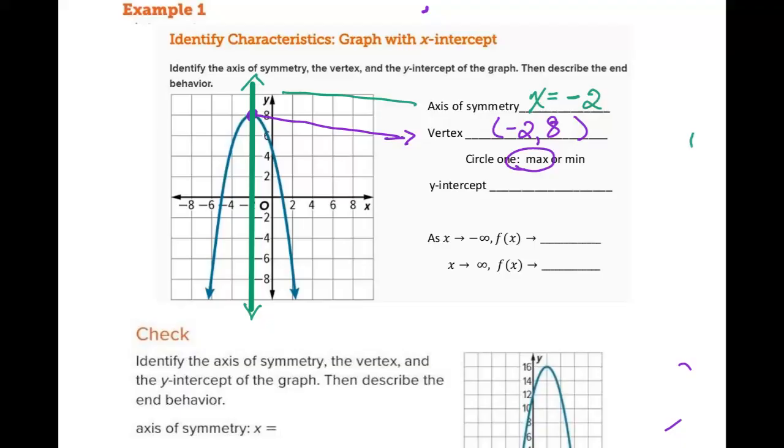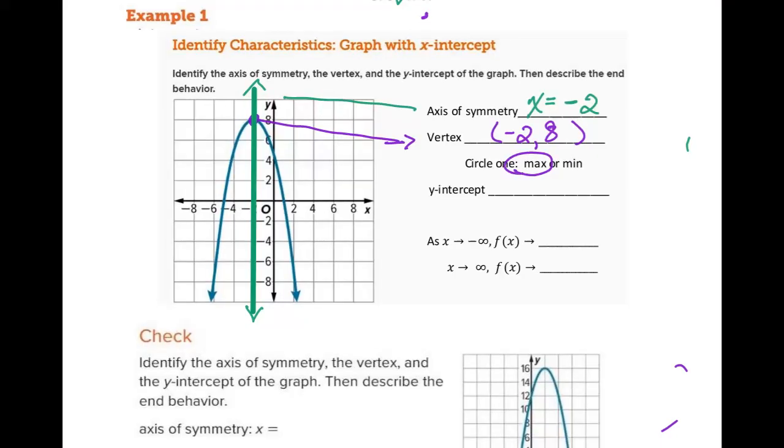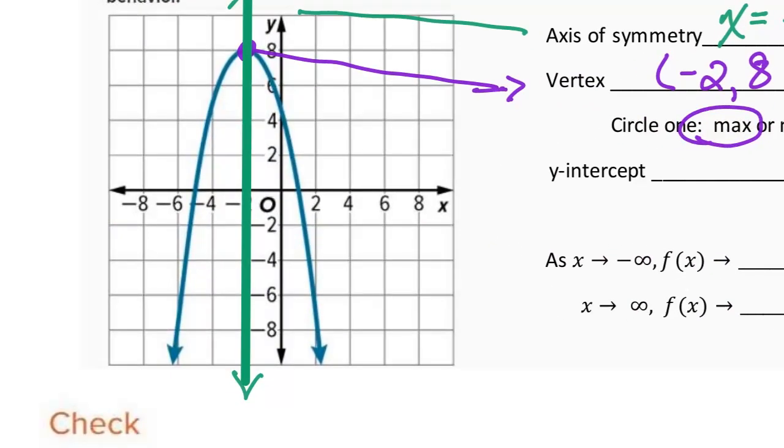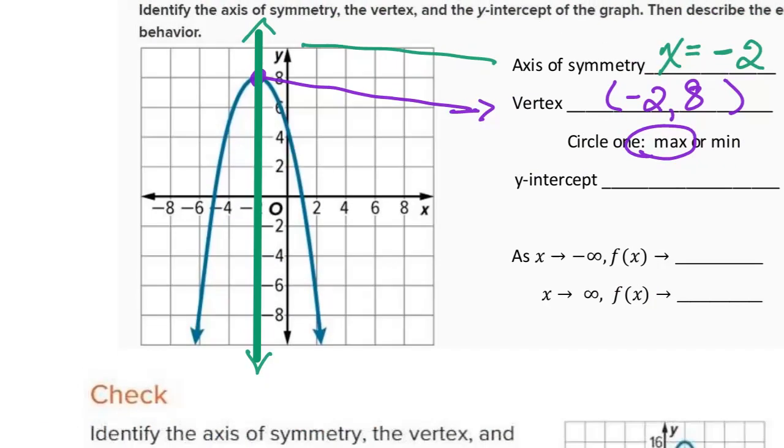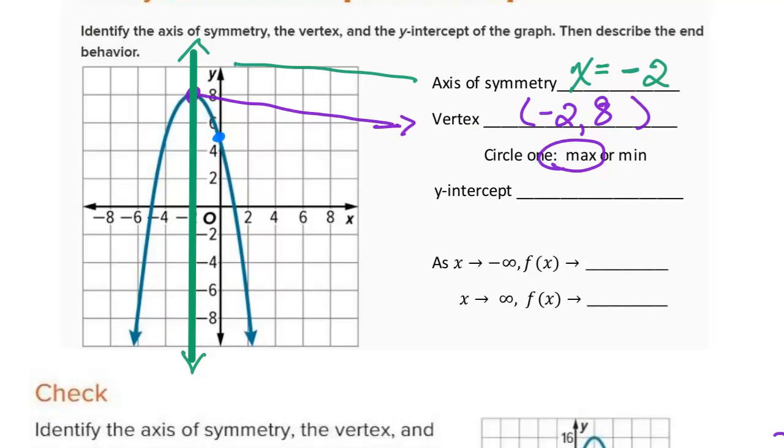All right, so let's go to y-intercept. Find your y-axis. Who can give me my y-intercept? Look at it closely. I think it is 5. It's kind of hard to tell, but I'm thinking right here is where that's going to cross. So I can just say 5 because it's that point, or you can say 0, 5.